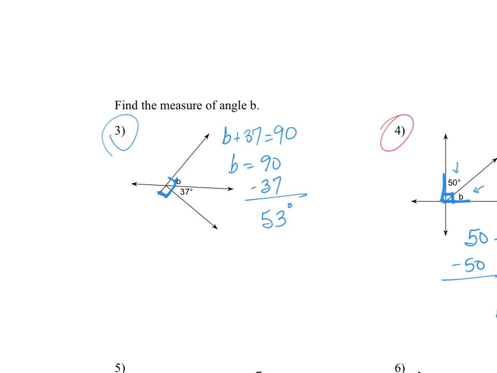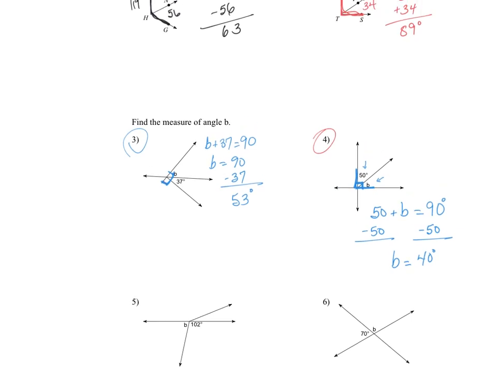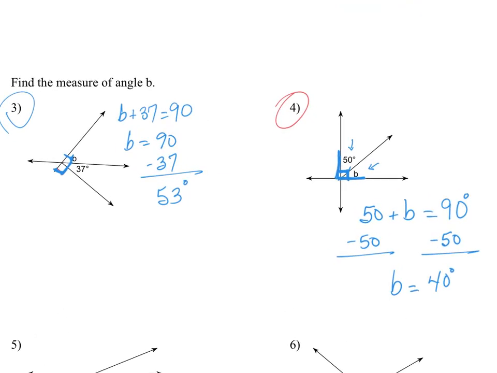Okay, so the only thing that changes here is that you're not told in words what the measure of the larger angle is. What you're looking at is the symbol of the box to tell us what the two angles together, the larger angle, equals, which is 90.